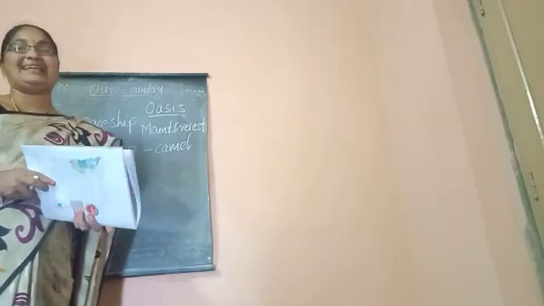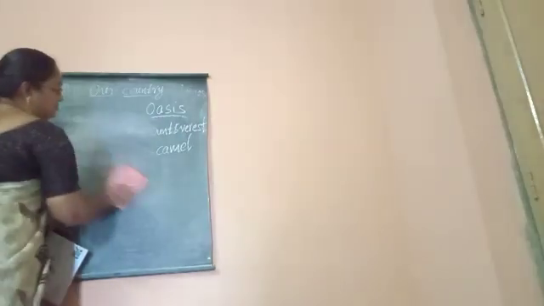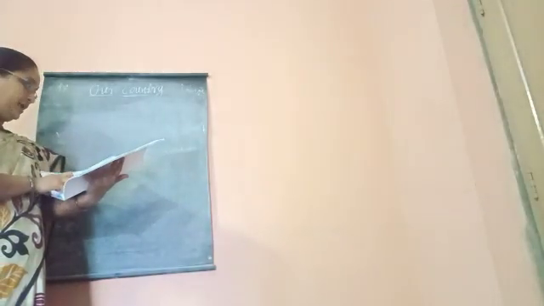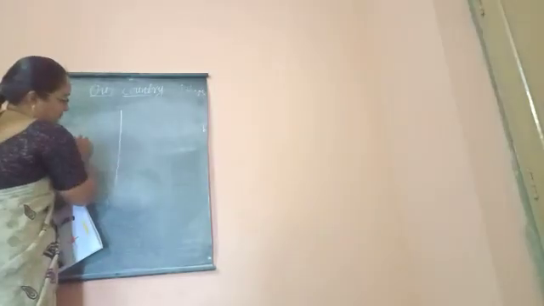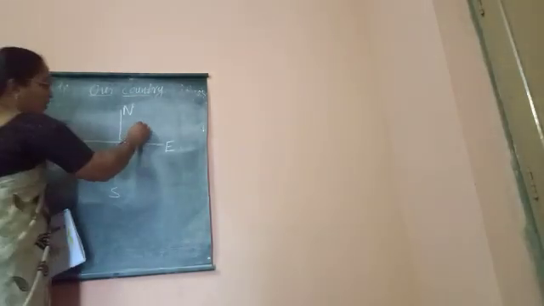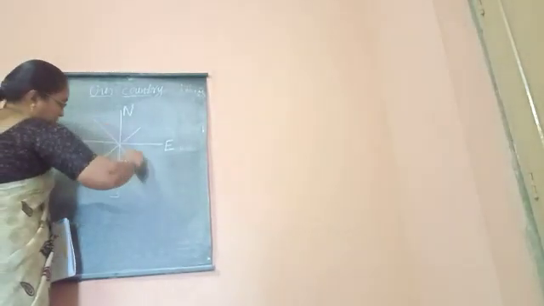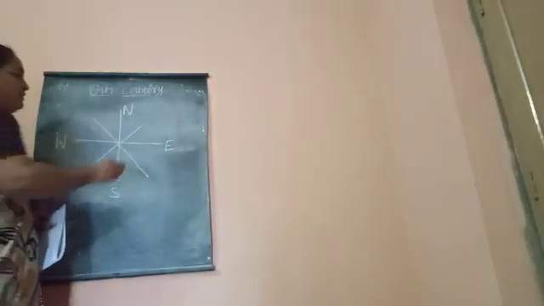Okay, now open your activity book. Volume 1, activity book, page number 4. Mark the cardinal and ordinal directions on a map. What are the basic directions called? The cardinal directions: east, west, north, south. And the directions in between these basic directions are called the ordinal directions.